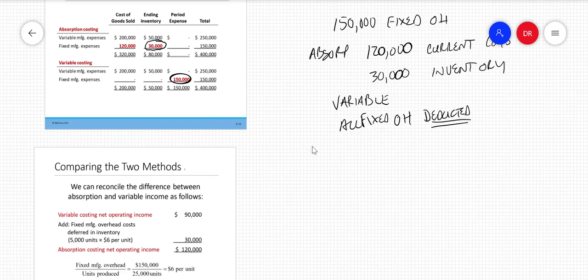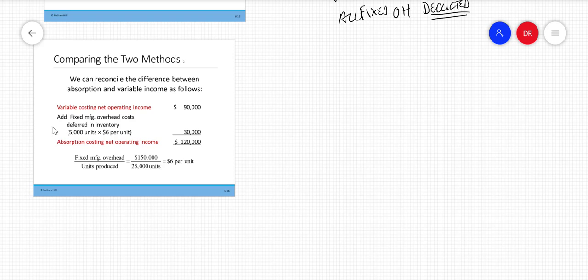All right, then, when you're thinking about this, we're thinking about reconciling the difference between the two. This is how we would do it. You have the variable costing net income, which is 90,000. We're adding this, what we would call deferred cost in inventory, for the 5,000 units we didn't sell at $6 a unit, of 30,000, to arrive at the net income absorption costing gave us.